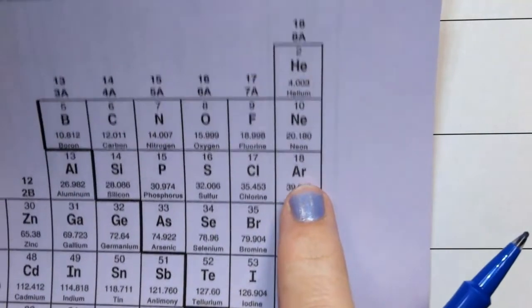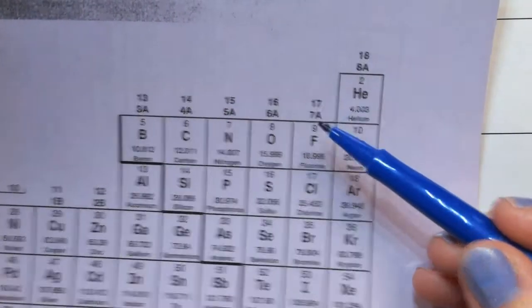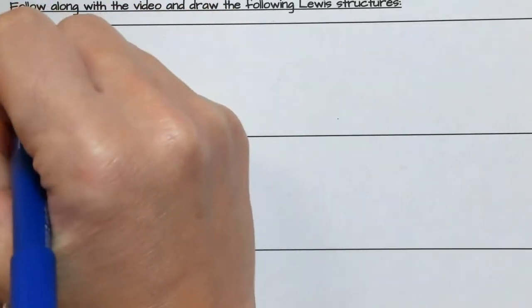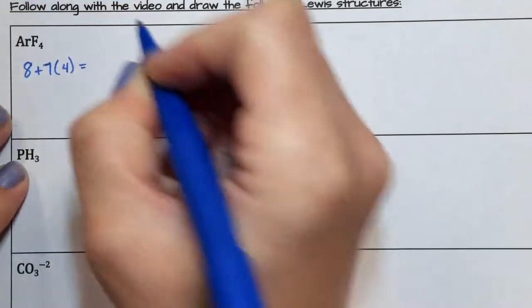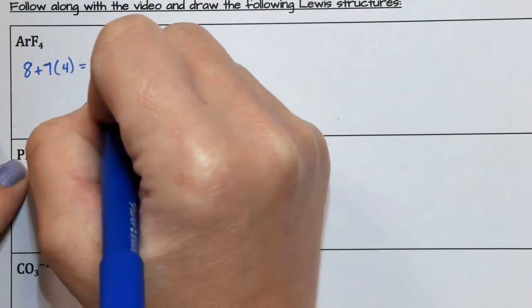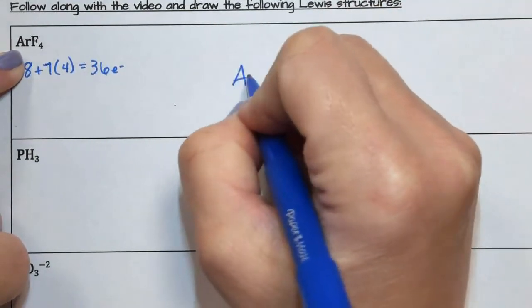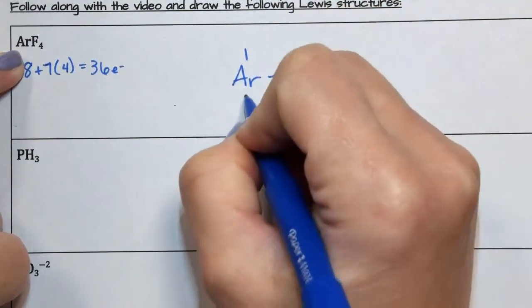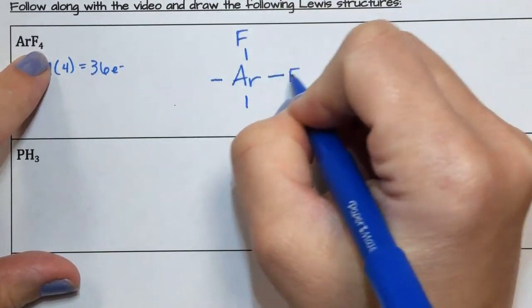So here is argon, and argon has 8 valence electrons. And then here is fluorine. Fluorine has 7 valence electrons. So we'll say 8 plus 7 times 4 is equal to 36 total electrons that I can have in my drawing. I'm going to put the least electronegative element in the center, and I'm going to draw a skeleton structure. So basically argon goes in the middle and it's surrounded by 4 fluorine atoms.